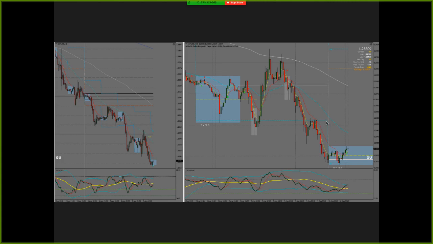Take the small loss. Just move on to the next pattern. That's it. Look for the next setup. Dust yourself off.